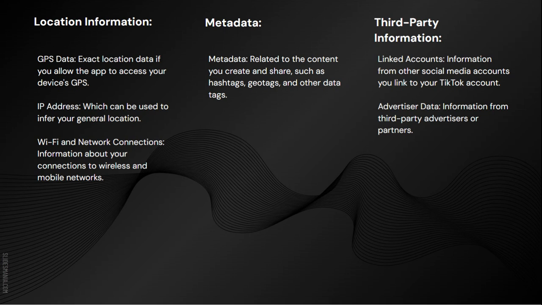Metadata, related to the content you create and share, such as hashtags, geotags, and other data tags. That's pretty common. The one thing I really dislike about the output it gave me is this last subtopic, which is third party information. The first thing it states is linked accounts, information from other social media accounts you link to your TikTok account. I feel like that could be almost a whole topic on its own and what information specifically they're pulling from other social media accounts.